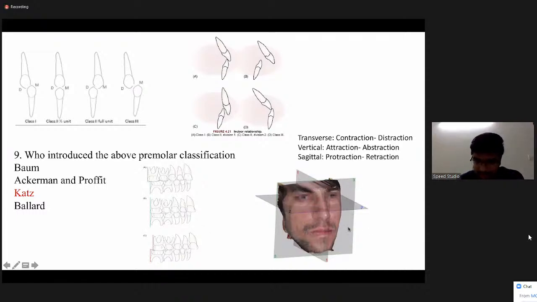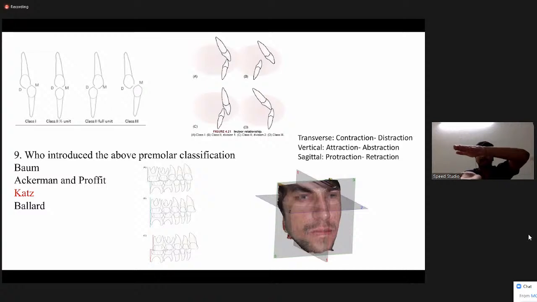So the third plane always bisects the orbital plane as well as the canine, by which Simon gave a law called Simon's law, the canine law, which states that the orbital plane passing through the orbit should pass through the bilateral canines. And he also introduced classification on all three planes, that is transverse, vertical, and sagittal. In the transverse, he called it contraction or distraction, that is the maxilla being contracted or distracted. In the vertical, he called it attraction or abstraction, meaning the mandible being closed to the maxilla or opened in relation to the maxilla.